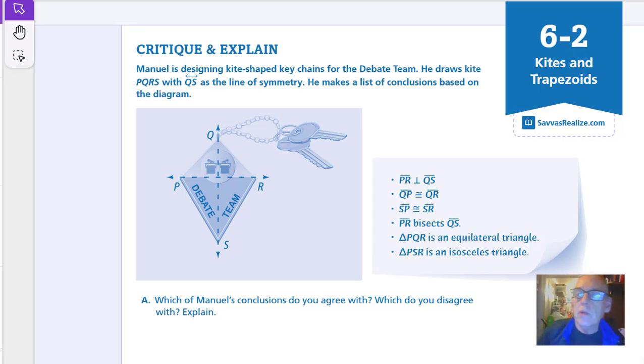Okay, this video goes with 6.2, student companion, kites and trapezoids. So let's see what we got. Manuel's designing a kite-shaped keychain. He draws this kite with QS as a line of symmetry.